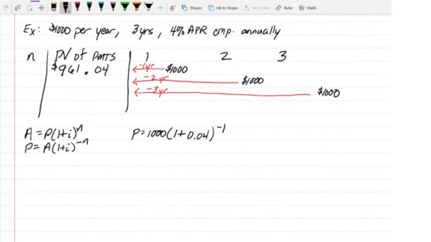Another way you can think about it is, if I put $961.54 into the bank today, it would be worth $1,000 at the end of year one. So that's the equivalent present value of that one payment.